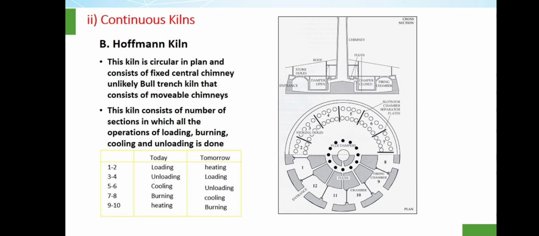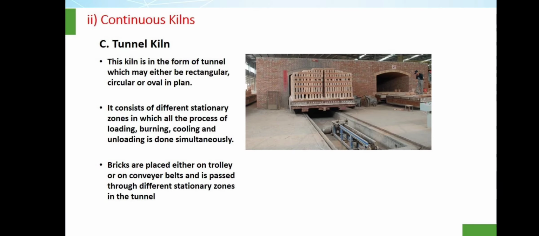B. Hoffman kiln. This kiln is circular in plan and consists of a fixed central chimney, unlike the Bull's trench kiln that consists of movable chimneys. This kiln consists of a number of sections in which all the operations of loading, burning, cooling, and unloading are done. C. Tunnel kiln. This kiln is in the form of a tunnel which may be rectangular, circular, or oval in plan. It consists of different stationary zones in which all the processes of loading, burning, cooling, and unloading are done simultaneously. Bricks are placed either on trolleys or on conveyor belts and are passed through the different stationary zones in the tunnel.